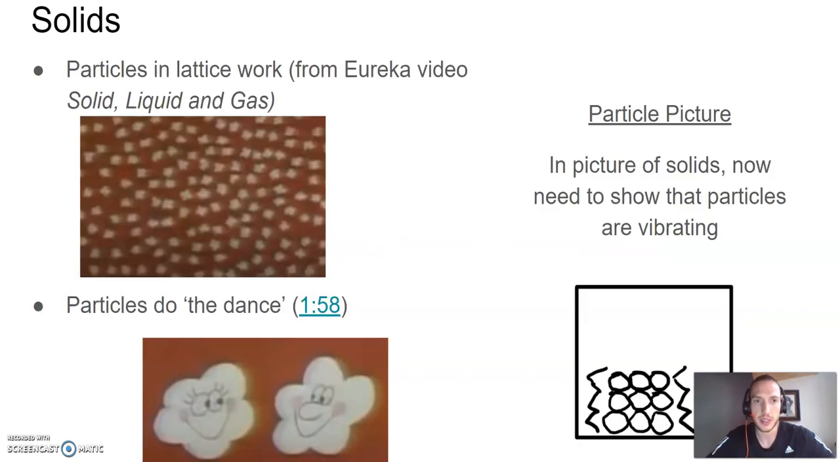All right, so solids. The particles in solids are considered to be in a lattice work structure, which means that they're all right next to each other. They're vibrating just a little bit. They're not touching each other, but they're arranged in a very organized manner. According to the video, particles do the dance, and I'm going to show you exactly what they mean by that.